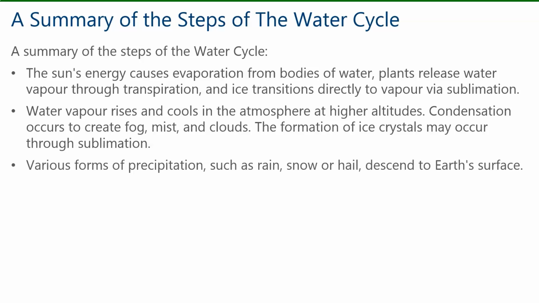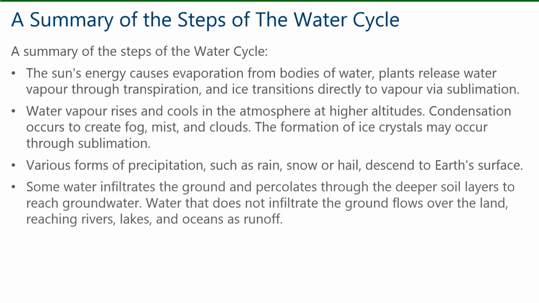Various forms of precipitation, such as rain, snow, or hail, descend to Earth's surface. Some water infiltrates the ground and percolates through the deeper soil layers to reach groundwater. Water that does not infiltrate the ground flows over the land, reaching rivers, lakes, and oceans as runoff. And the water cycle continues.